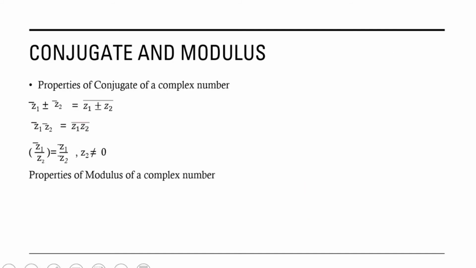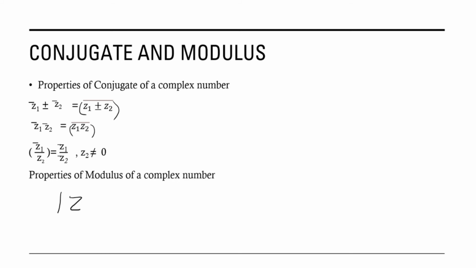Now we will see some of the properties of the conjugate of a complex number. These are the properties: z1 bar plus or minus z2 bar is equal to z1 plus or minus z2 the whole bar. Then z1 bar into z2 bar is equal to z1 into z2 the whole bar. The next one is z1 by z2 the whole bar is equal to z1 bar by z2 bar, if z2 is not equal to 0.